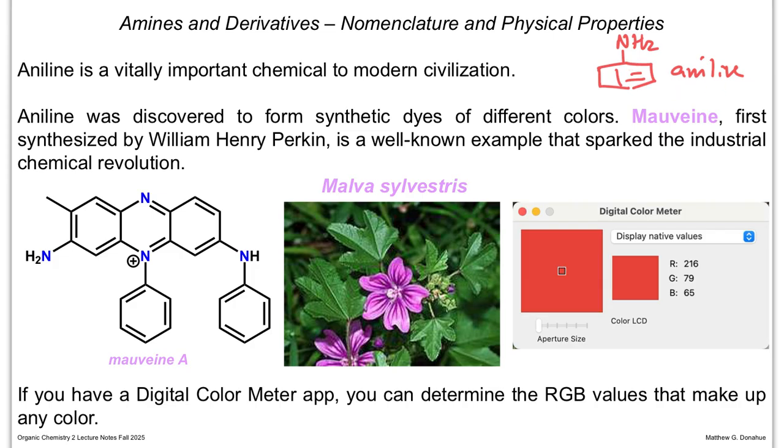The origin of modern chemistry was people wanting to find dyes for clothes, inspired by the colors of plants. One of the first dyes people were interested in is this mauve or royal purple. That's the color of mauvine. If you look at it, you can see aniline monomers embedded in that structure.